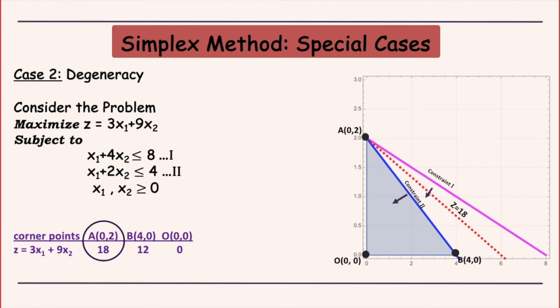This is the case where there is a situation of degeneracy. Degeneracy means when your basic variable has value 0. Okay, so how does it occur, and then what all implications it may have, or what can be learned regarding the problem from the occurrence of degeneracy.